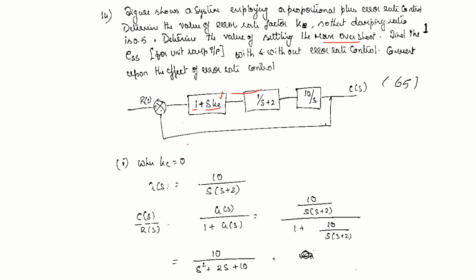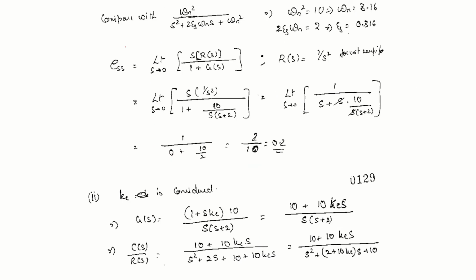First of all, when KE is equal to 0, this will become G of S, S plus 1. So from that we can find C of S by R of S. You can compare with the standard form and find the omega n value as well as the zeta value. So now the steady state error for unit ramp input we can find, 0.2.